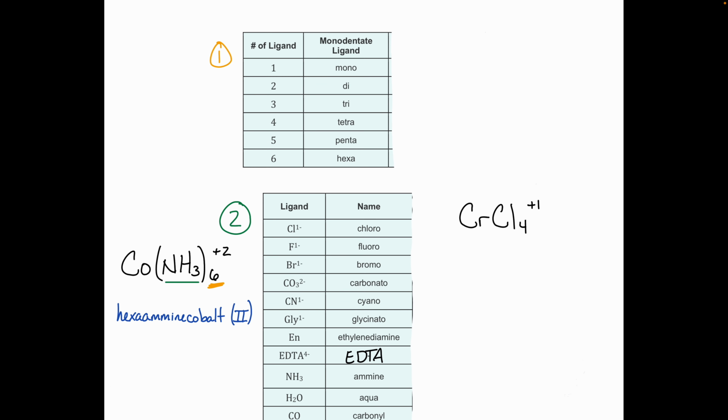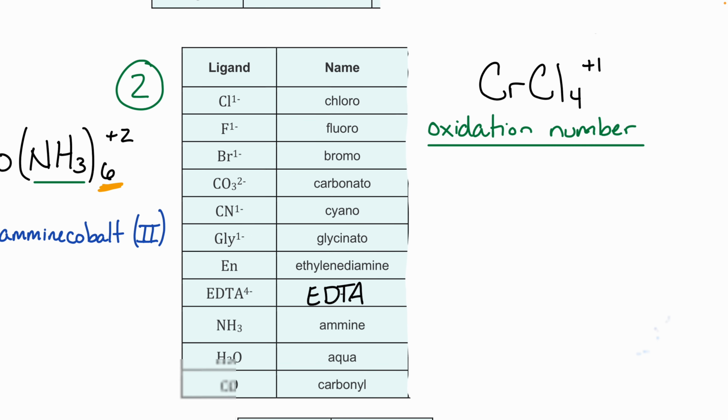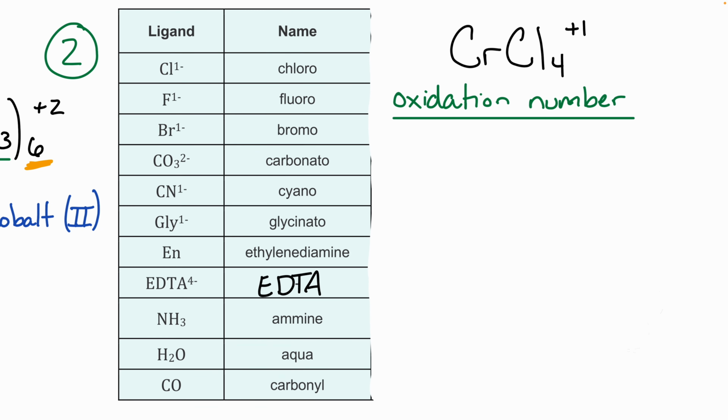All right, our first step here is we've got to figure out what the oxidation number, AKA the charge, on that chromium is. So how are we going to figure this out? Well, remember the sum of our oxidation numbers has to equal the net charge of that complex. So my chromium plus those chloro ligands all have to equal that net charge of +1.